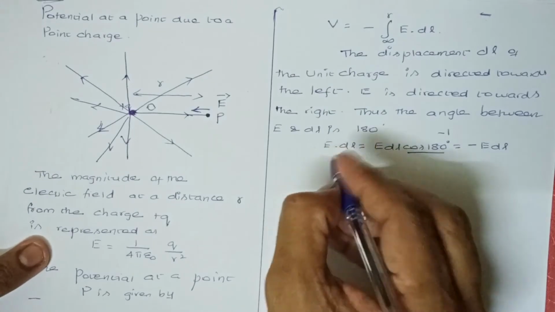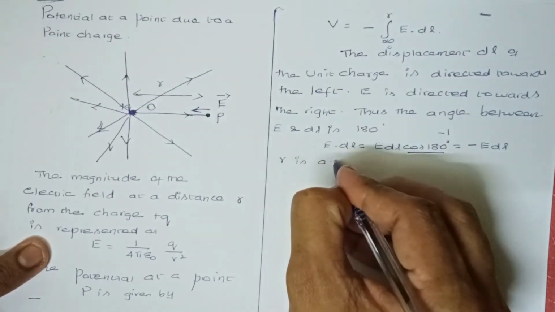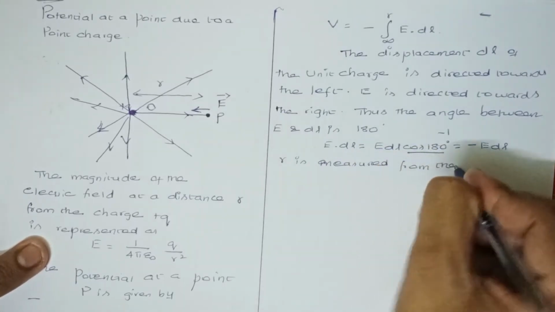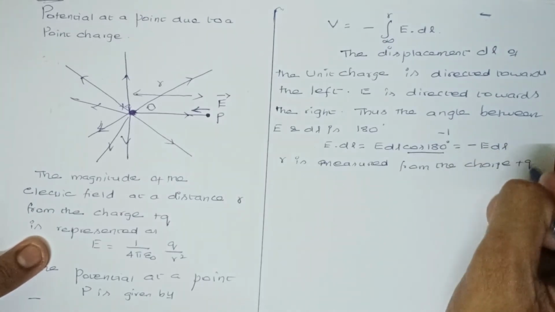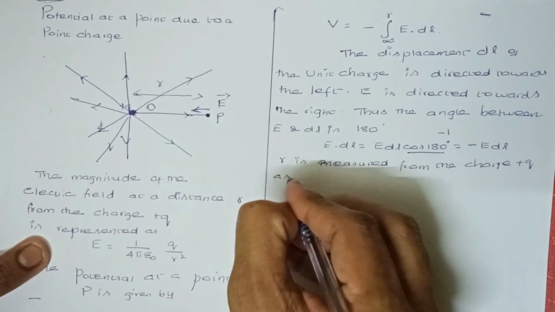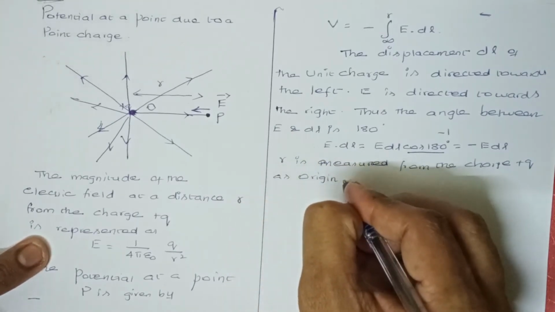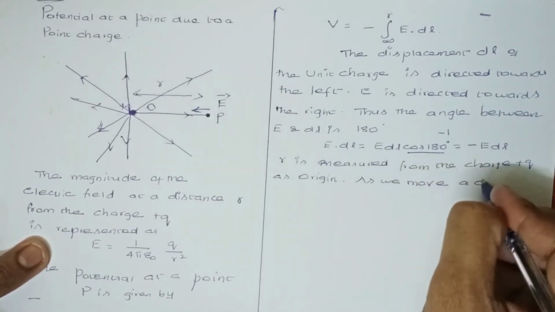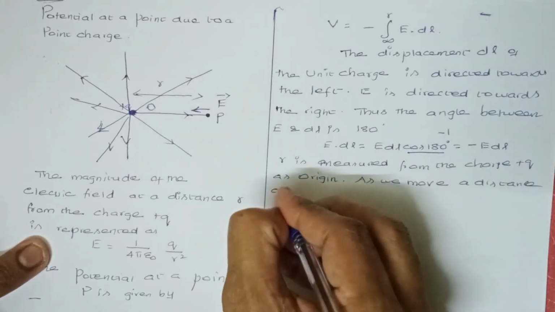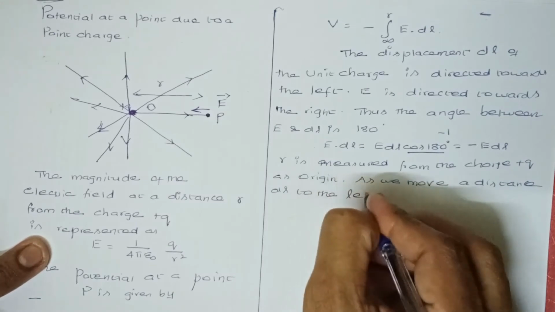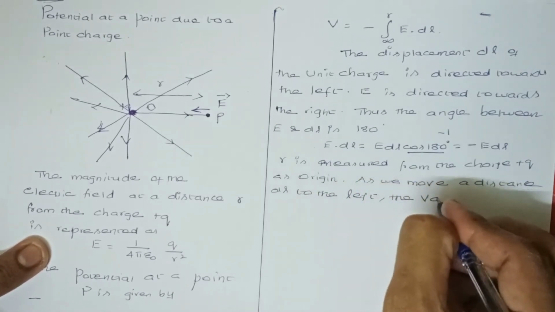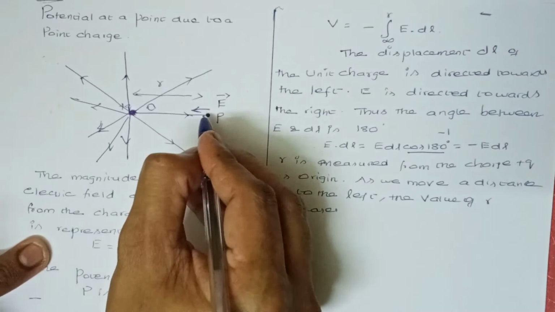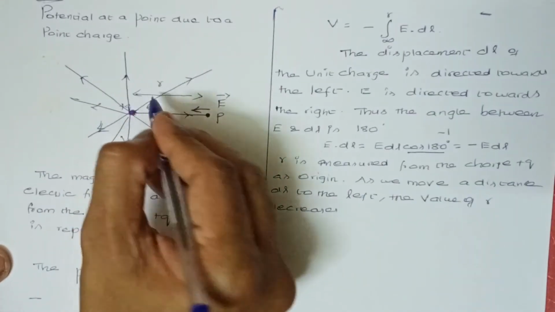Okay. So R is the measured distance from the charge plus Q as origin, that is at the center O. As we move a distance DL to the left, the value of R decreases. The value of R started decreasing, isn't it? Am I correct? When we move from here to here, the R value automatically started decreasing.